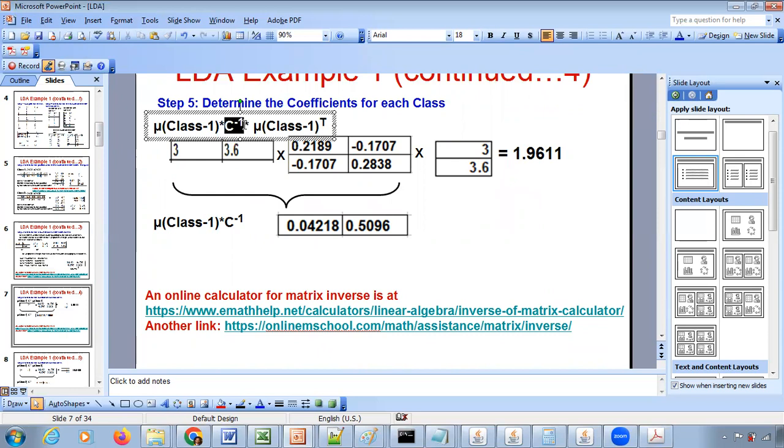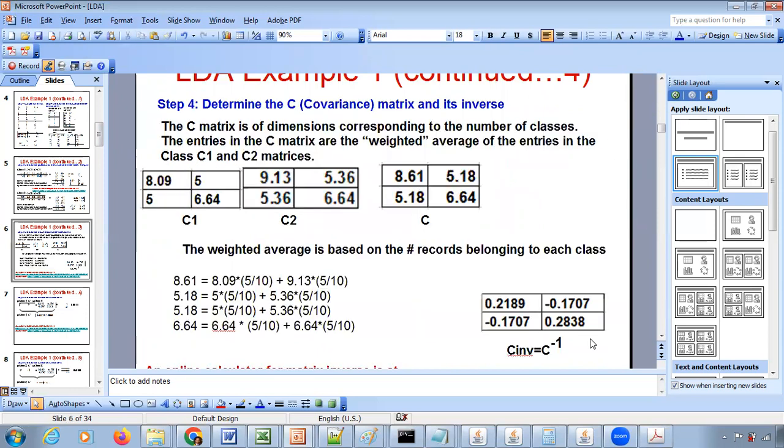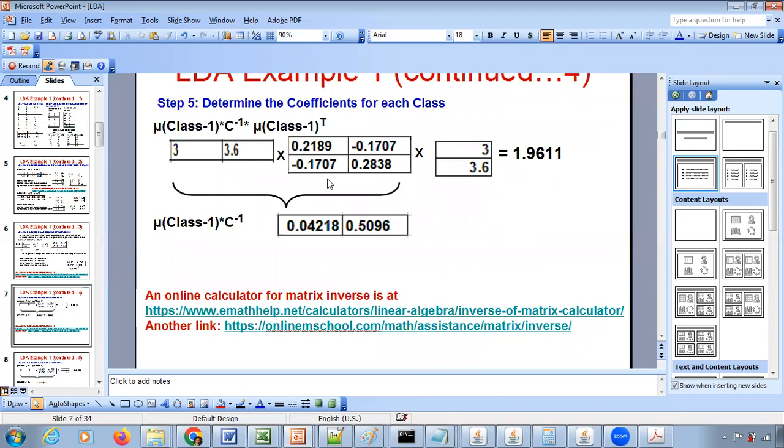Multiply with the covariance inverse. So here I have C inverse, which is this. So I have denoted both the notations. So that's this inverse of the covariance matrix that we just computed. And we need to do a transpose of this matrix that we just wrote. So 3, 3.6, if we do a transpose, becomes like this. So 1 row, 2 column becomes 2 rows, 1 column. So we need to multiply these 3 matrices and we'll get this number.